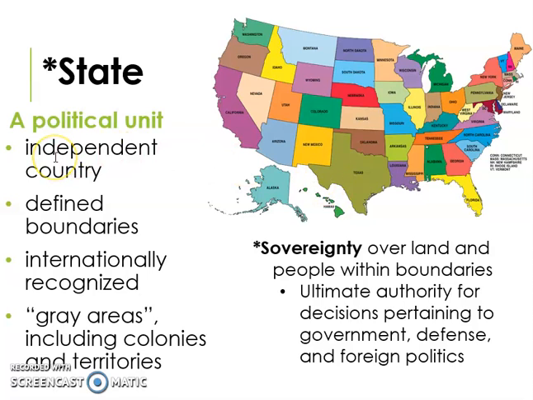States are independent countries. So what is the independent country here? If you said the United States, you are correct. Remember, they have defined boundaries, meaning it's recognized by another state. Everyone worldwide would recognize this outline here as the Canadian border and this here as the Mexican border. That defines our state. It's internationally recognized, so again, other states outside of our border recognize our sovereignty.